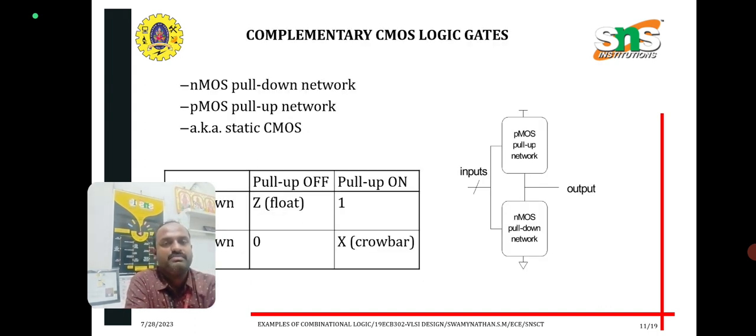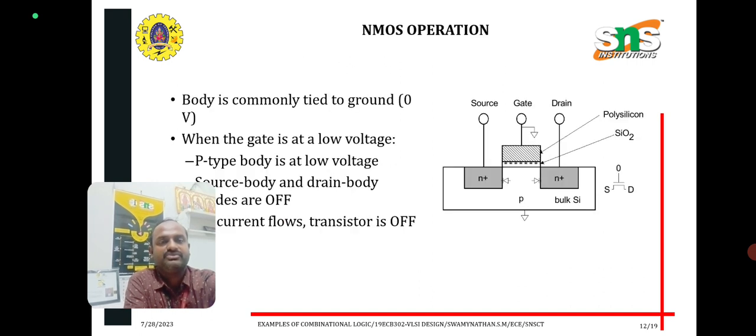And next, we need to think about the complementary. PMOS is the pull-up network and NMOS is the pull-down network. If pull-up is off, that is a floating condition; if pull-up is on, that is the one condition. And the same thing for the other side. So what are the NMOS operations? We think about the NMOS operations. NMOS is nothing but what we already discussed.